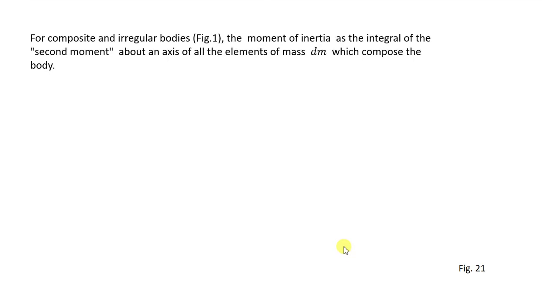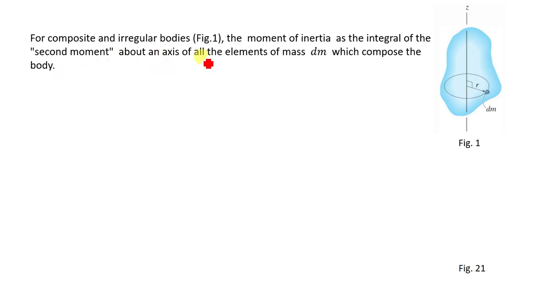Let's quickly move on and see what this is. Imagine that we have this body here, and this r is called the moment arm, which is the distance from the center of rotation to any chosen part of the body, or any chosen mass of the body called dm. So for composite and irregular bodies, the moment of inertia is the integral of the second moment, sorry, about an axis of all elements of mass dm which compose the body.